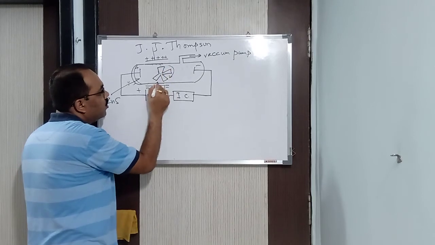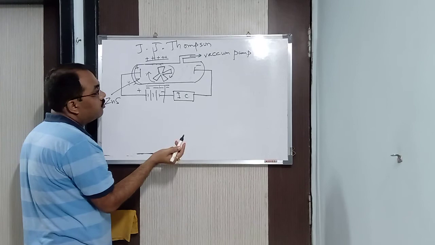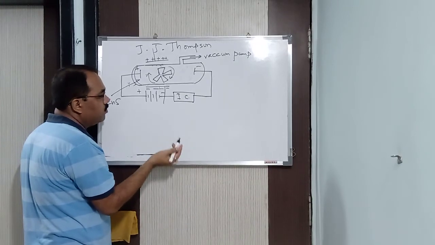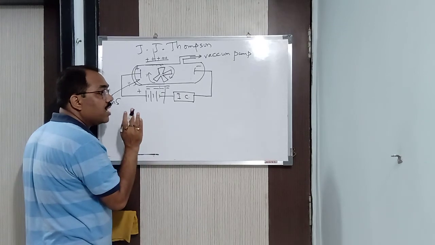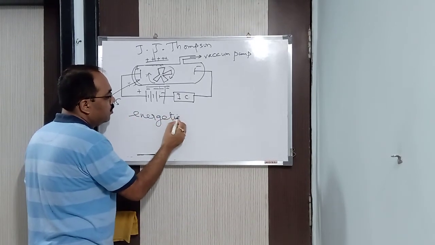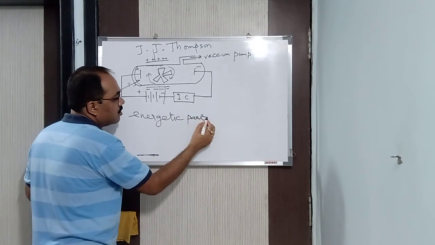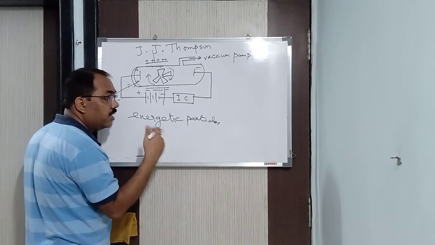The mica foil is going to rotate. You will find. What does it prove? Why is this foil rotating? It proves that cathode rays consist of particles which possess energy, energetic particles. Hence, what you find? The mica plate rotates. So there is an interconversion of energy.